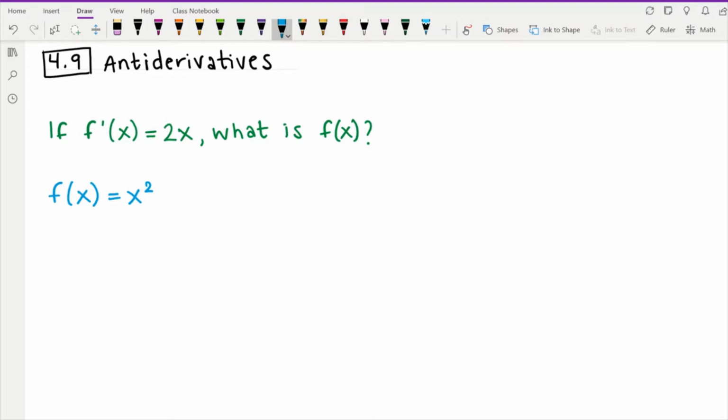However, that is not the only possible original function. So I'm going to write down another possibility. You could also have x squared plus 1.